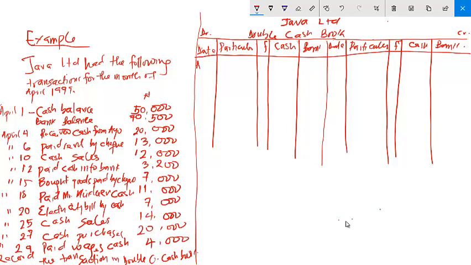So as at April 1, we have cash balance. This cash balance will be written as balance brought forward. That is, what we have at the end of March has been brought forward to the month of April. We're told that it was 50,000 naira. On the same date, we have the sum of 70,500 naira in bank.